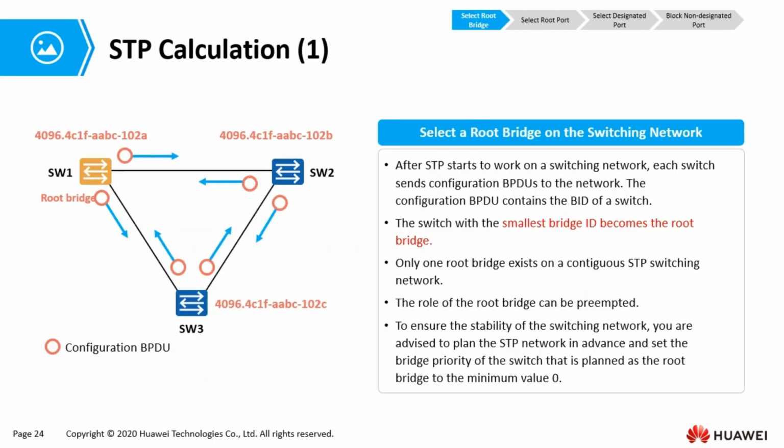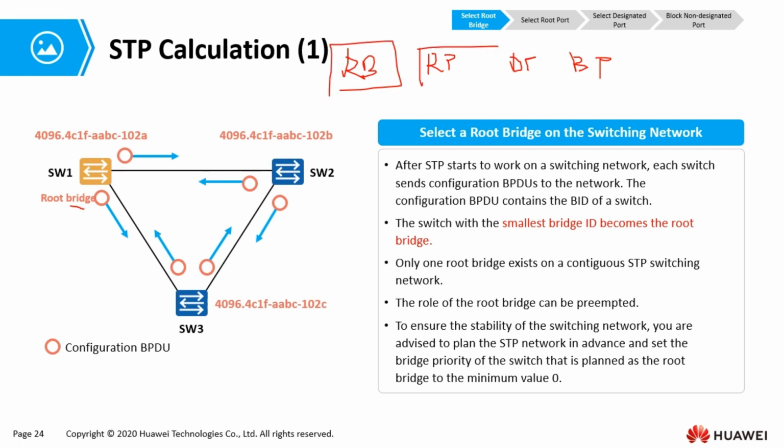Okay, now we look at how we calculate to determine the root bridge, and then how we decide the root port, designated port, and blocked port. So the first thing: how do we decide the root bridge?